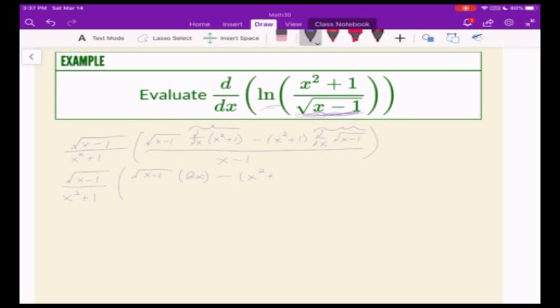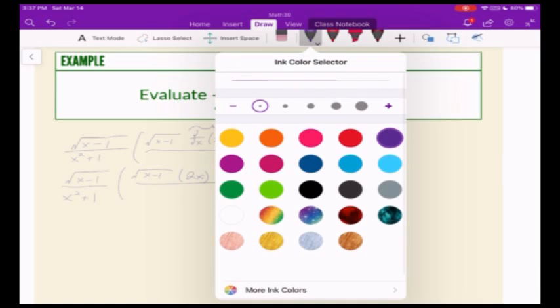Now we're just dealing with the derivatives. Inside, derivative of x squared plus 1, of course it's just 2x, and the derivative of square root of x minus 1, that is 1 over 2 root x minus 1, and then the chain rule would say, okay, now multiply times the derivative of x minus 1, the inside of the square root, but that's just 1. So we'll leave it. This is x minus 1.